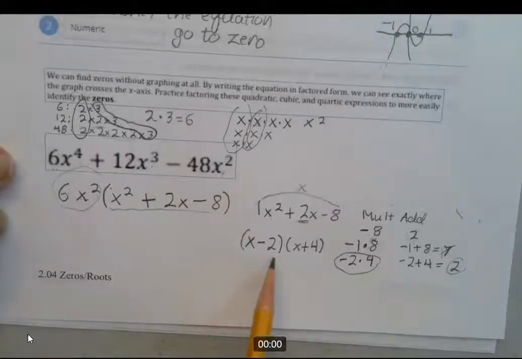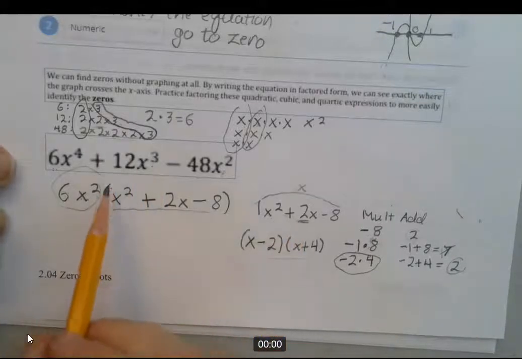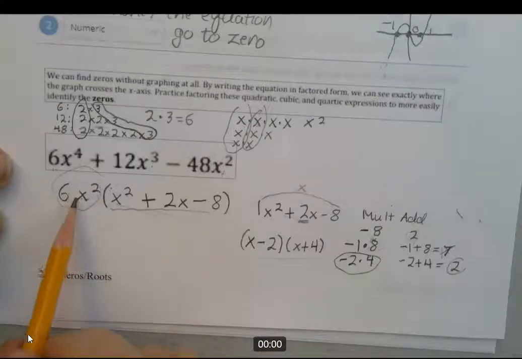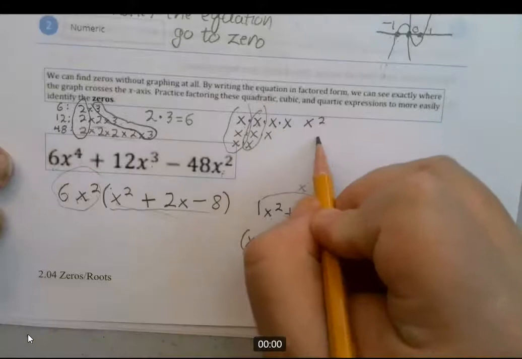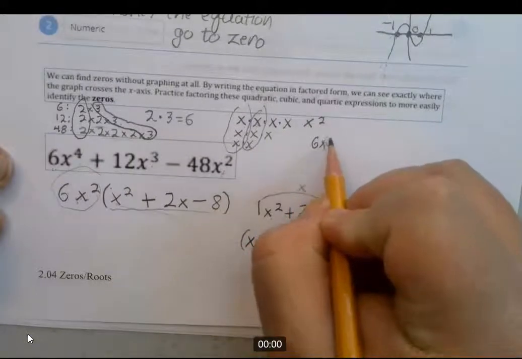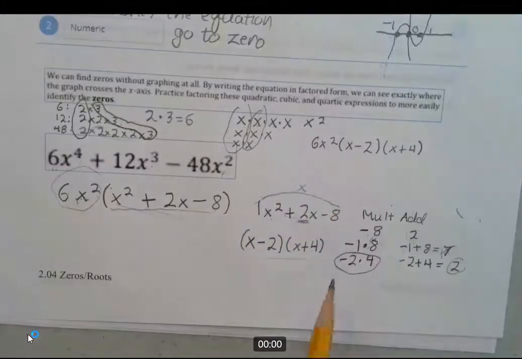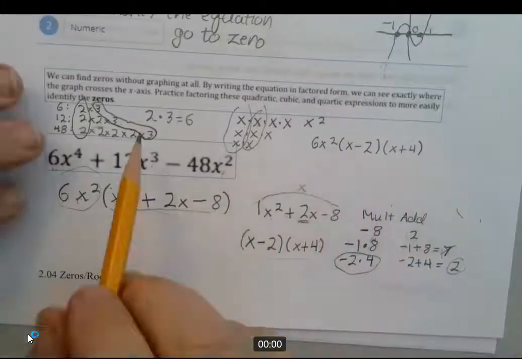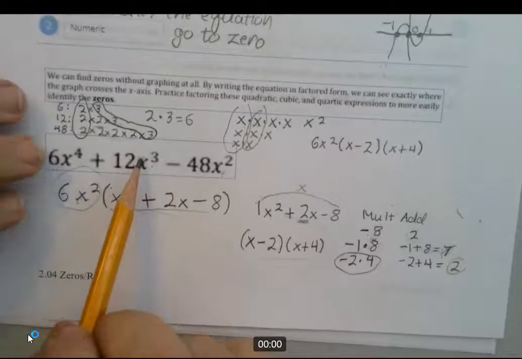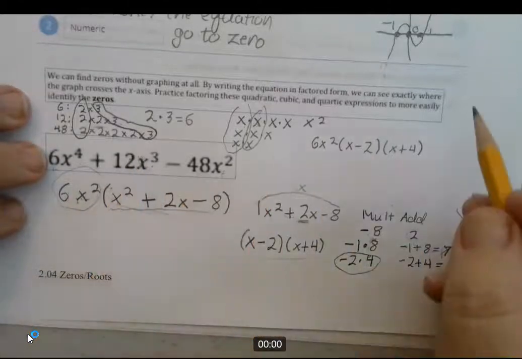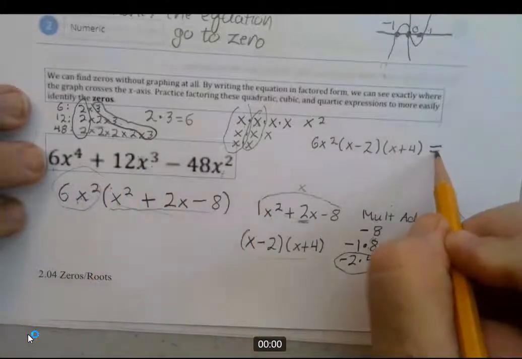Okay, now that's the factor of this. But we still have this factor we did at the very beginning. So I'm going to come up here and write this: 6x squared. Okay, so there is your totally factored polynomial. Now to find the zeros, we set it equal to 0.